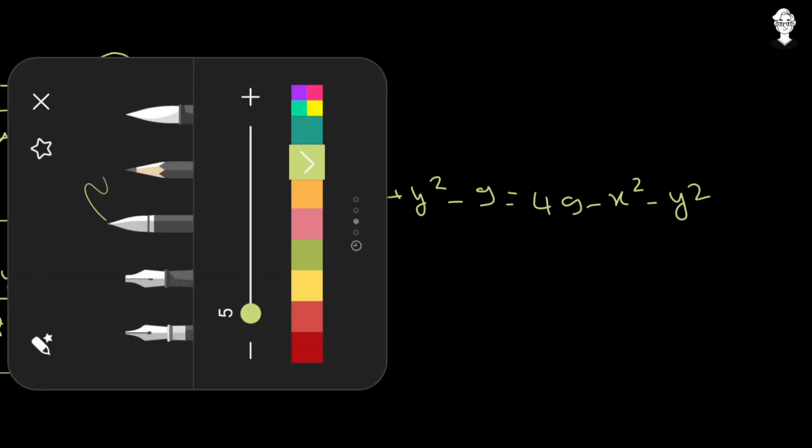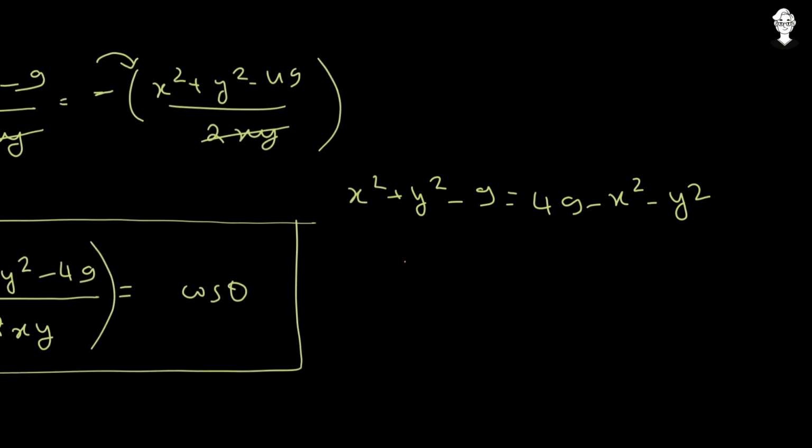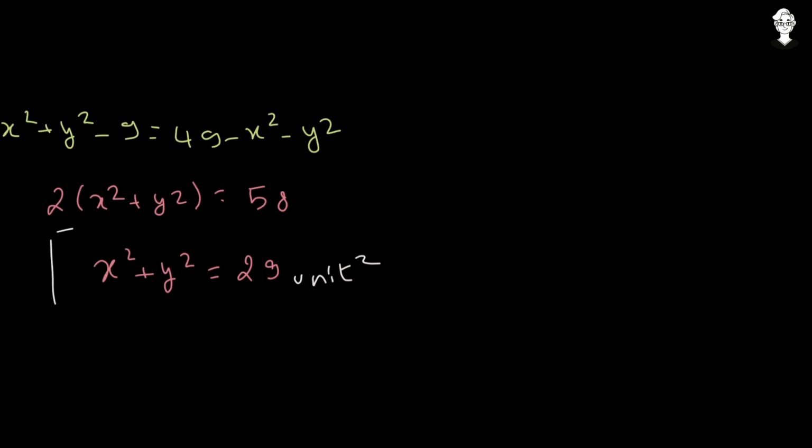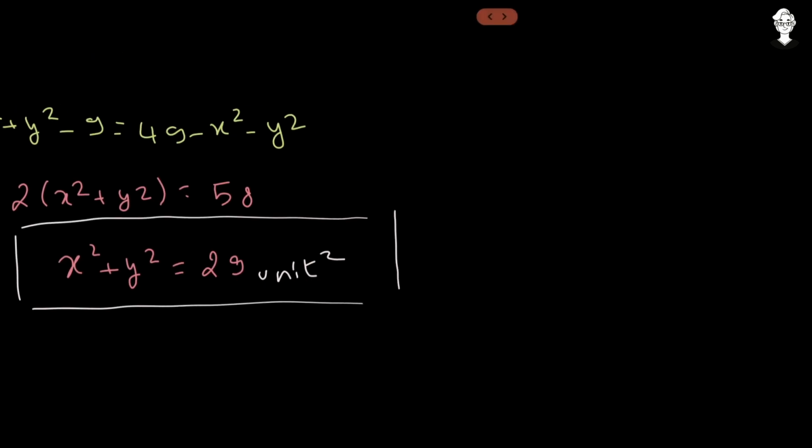And when you simplify this, you will get that 2 times x square plus y square is equal to 49 plus 9, that's 58. So finally we get x square plus y square equal to 29, and that's the answer that we were looking for. So x square plus y square is equal to 29 unit square is the correct answer.